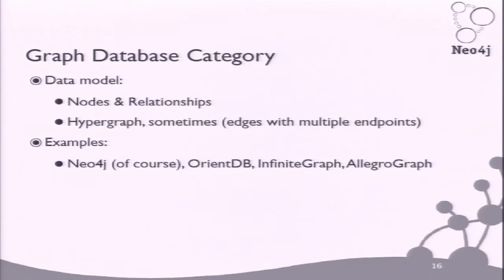Allegro Graph comes from the Semantic Web, RDF community. These are all fine graph databases, and I truly urge you to check all graph databases out. Well, maybe not all, but check several graph databases out. However, for the remainder of this talk, I will be focusing on the one that I know really well, which is Neo4j.